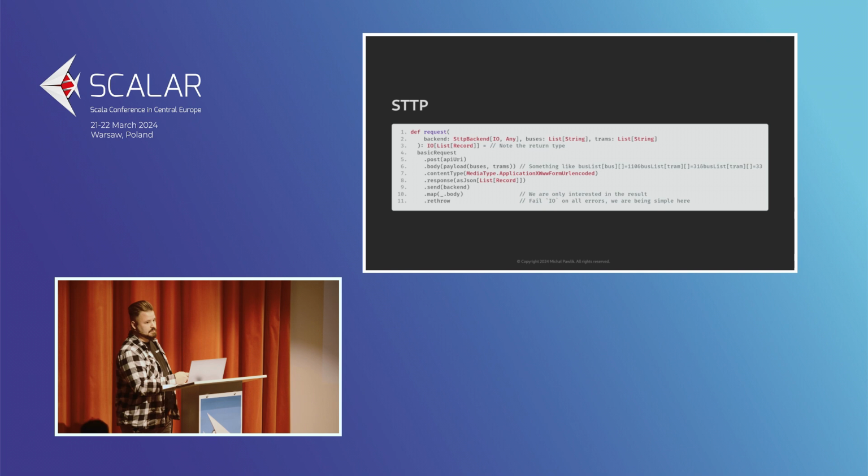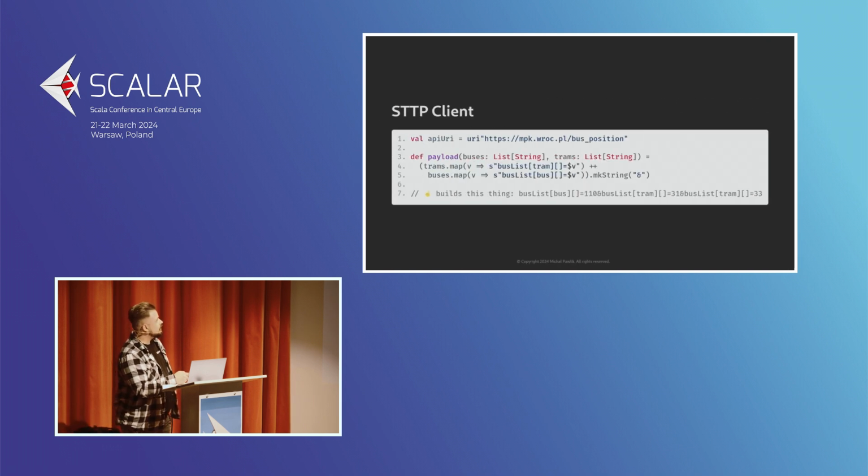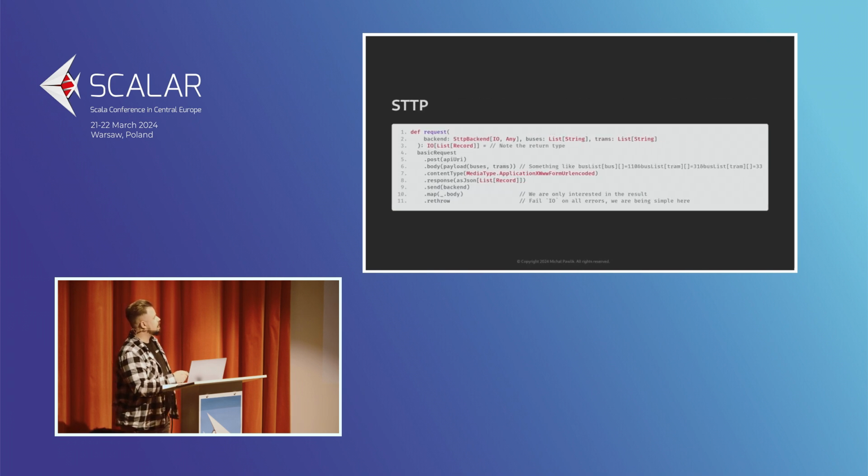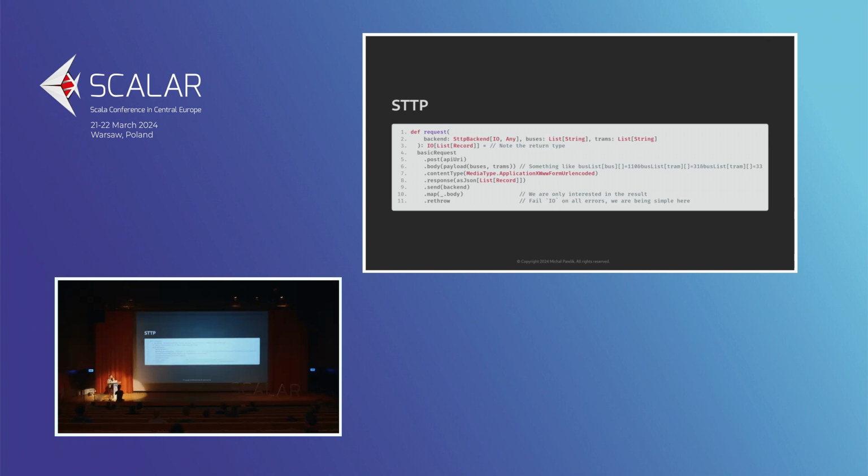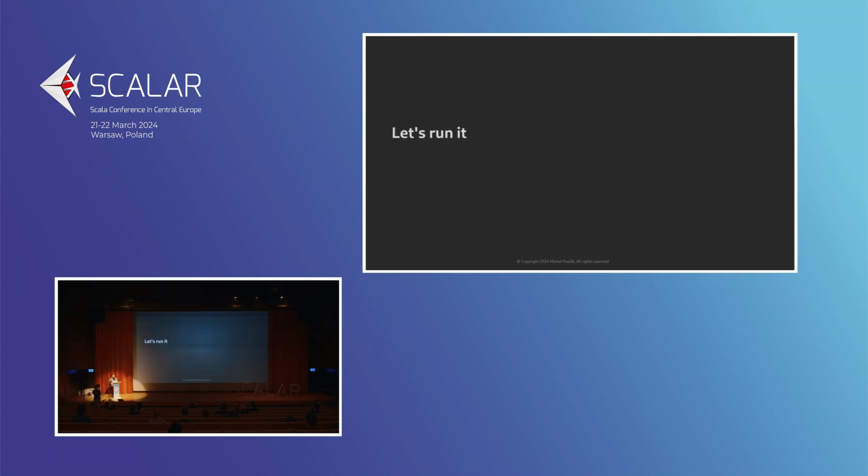So we are doing a post request towards this URL that we have specified. We use this payload from the slide before to generate actually the body of the request. Then goes the content type. And we say that we expect a list of records because the return type is JSON and we expect to receive a list of records. We send it using a backend. We don't care about any other metadata, so we only care about the body. And in case anything goes wrong, like we're rate limited or anything, we just rethrow the error because this is a very simplistic approach. Okay, so we have this piece that returns an I/O that doesn't really work.